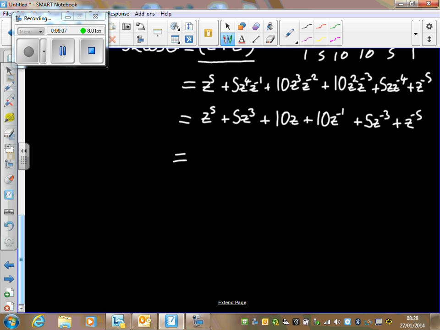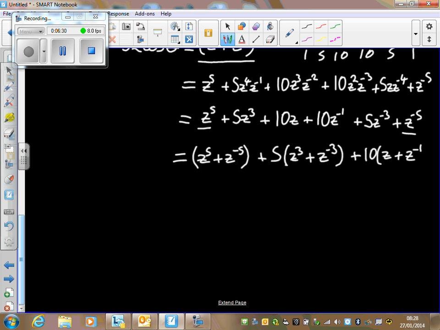This is absolutely lovely. Because what I'm going to do, I'm going to put the similar powers together. By similar powers, I mean here we've got z to the 5 and z to the minus 5. Okay? So here we've got z to the 5 plus z to the minus 5 plus 5 lots of z cubed plus z to the minus 3 plus 10 lots of z plus z to the minus 1. Now this is really lovely, this is.